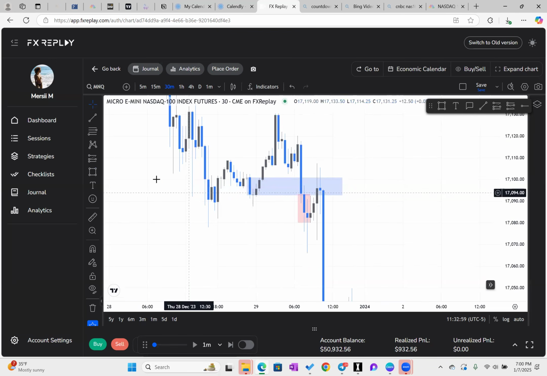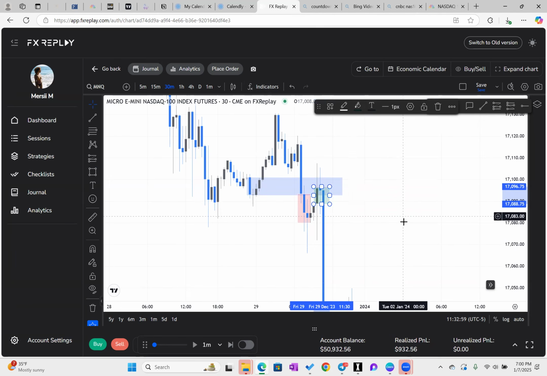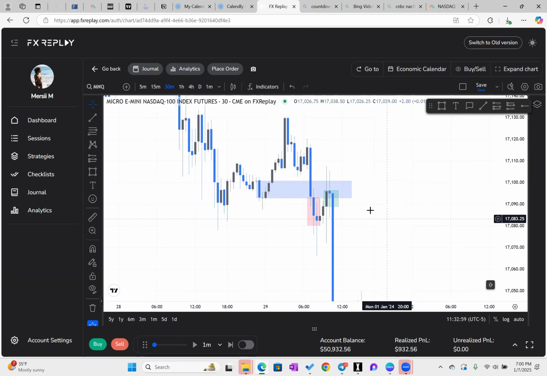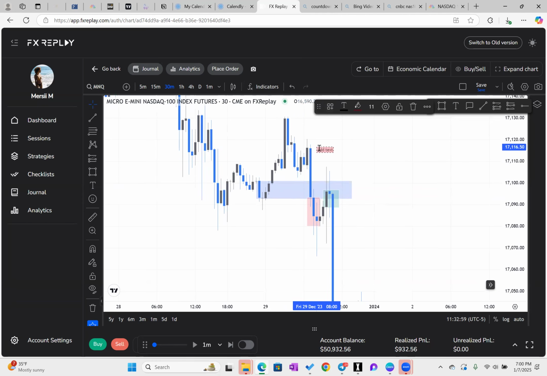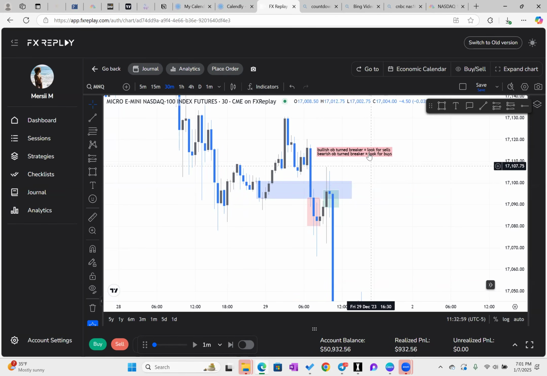order block. You want to wait for price to trade back into the area for now sells for possible entries. All right, so think of it as bullish OB turned breaker equals look for sells. And then bearish OB turned breaker equals look for buys. Okay?